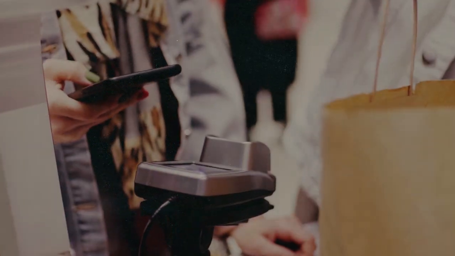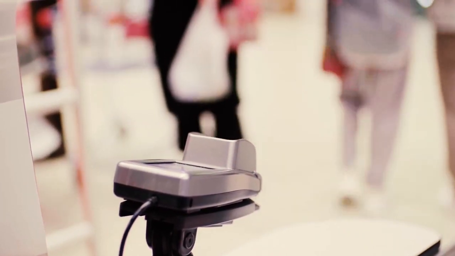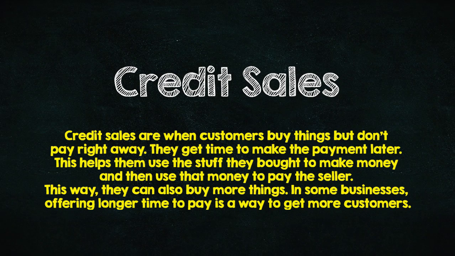Before we can understand what debtors are, we must first understand credit sales and credit transactions. I'm sure you all know what cash sales are already. Cash sales are when customers buy goods and pay immediately for them. Now, credit sales are the opposite. It is when a customer buys goods but pays for them at a later stage.